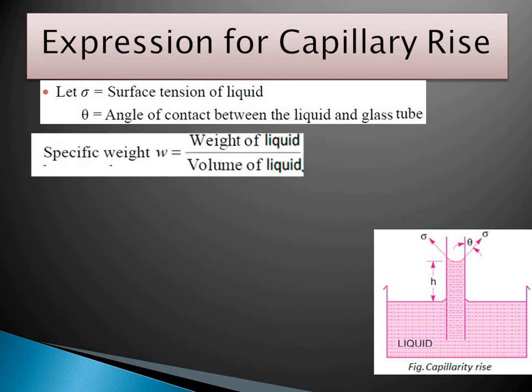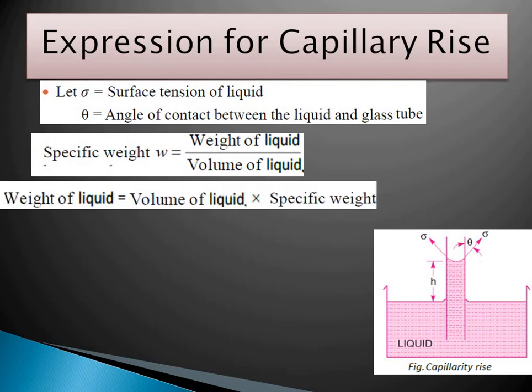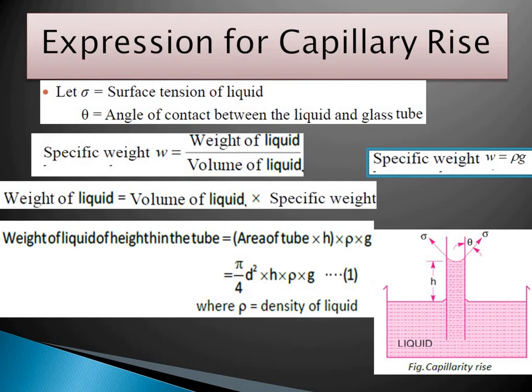Then specific weight of water can be given as w is equal to weight of liquid divided by volume of liquid. Weight of liquid can be given as volume of liquid into specific weight. So specific weight w is nothing but rho into g. Now weight of liquid of height h within the tube is given as area of tube into h, which is the height up to which water level is raised, into rho into g.